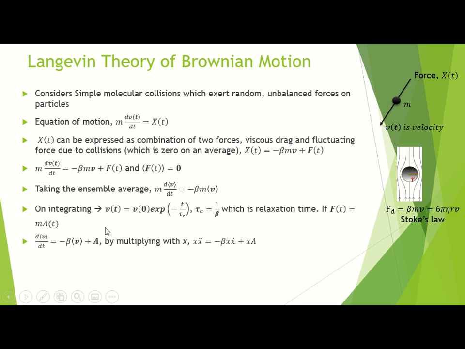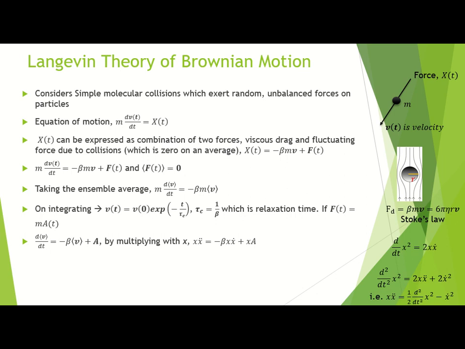So this is the, I should have actually put average here. So this is the average velocity expression. Now if you take this f equal to ma, and then m goes out from all the quantities, then you will have the new equation of motion in terms of a.